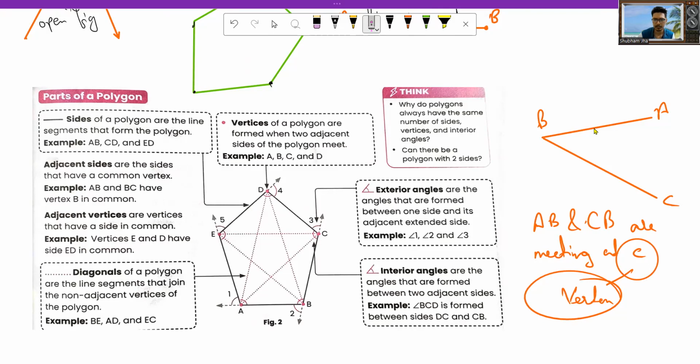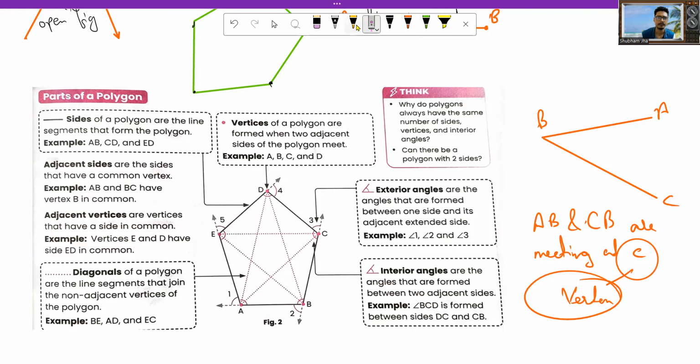So we were discussing the vertices. This is a line, and these are the two lines that are meeting at point D. So point D will be the vertex. Now, when we talk about adjacent vertices, adjacent vertices are vertices that have a side in common. Now this is a side.